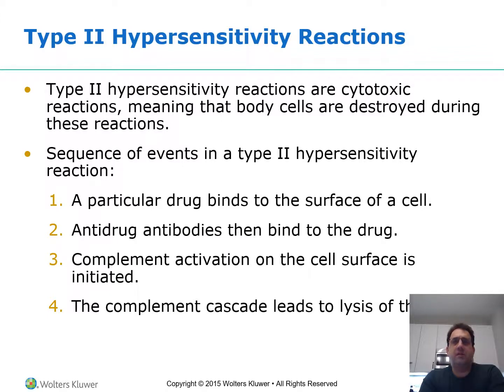The type 2 hypersensitivity reactions are cytotoxic reactions. The body cells are destroyed during these reactions. And usually what happens is, say, a drug or a chemical binds to the surface of the cell, and then antibodies bind to the drug or the chemical. Complement activation on the surface of the cell is initiated and causes lysis of that cell.